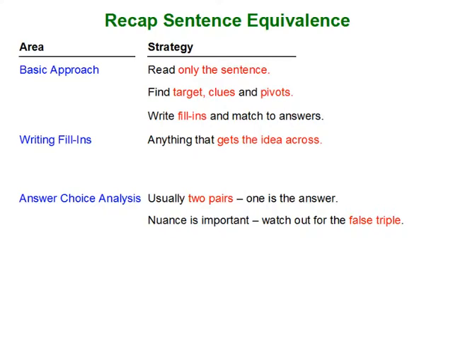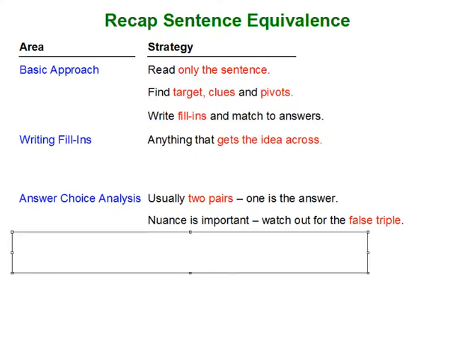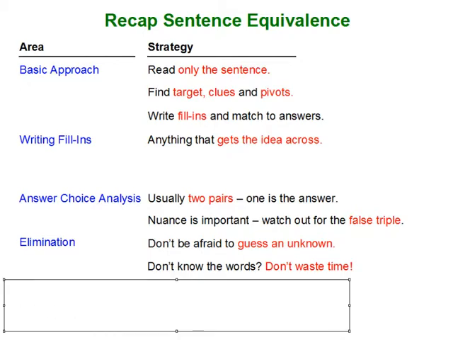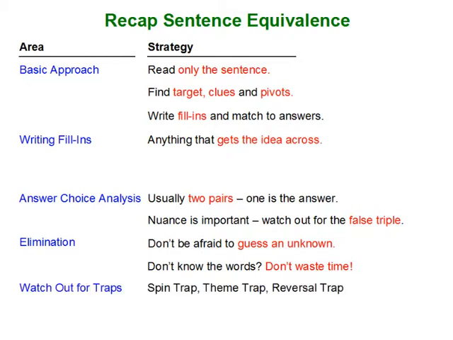Nuance is really important, as that's where you can find false triples, and knowing just a slight distinction or subtlety in the definition of an answer choice can make a big difference. When you're eliminating, again, just as with text completions, don't be afraid to guess a word that you don't know. It's a very healthy strategy. And watch out for the same traps that you've already been watching out for in text completion exercises: spin, theme, and reversal.